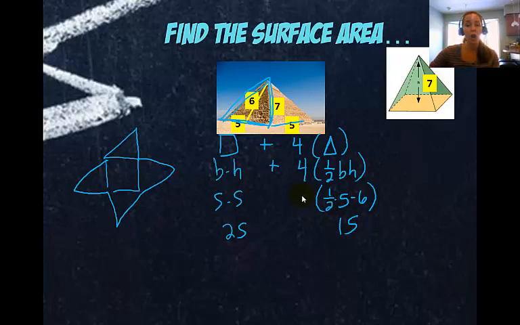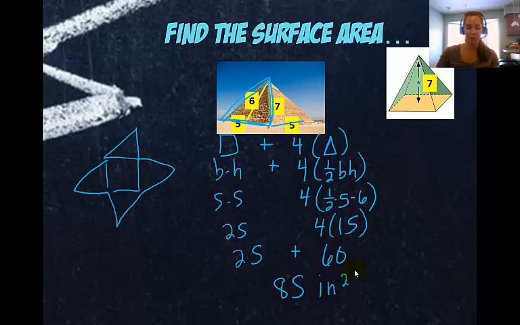So that's just one of the sides of my pyramid. Well, 4 sides is going to give me 60. So my base, again, that was 25, my square base, plus my 4 triangular sides is 60. Altogether, the surface area of this shape is 85 inches squared.